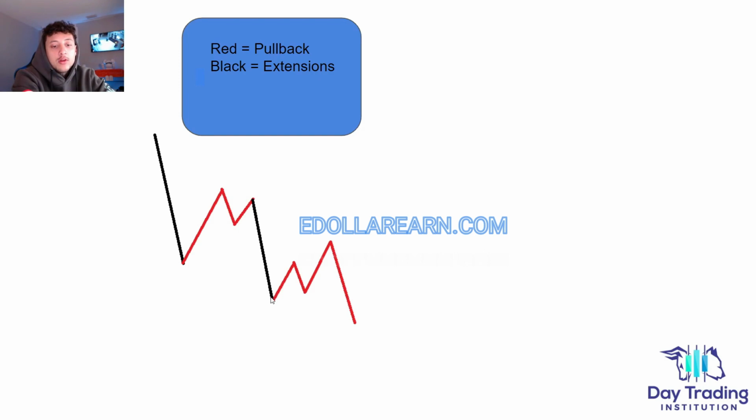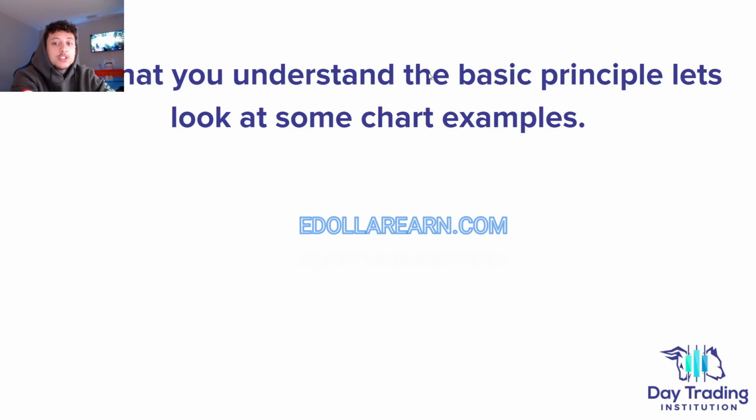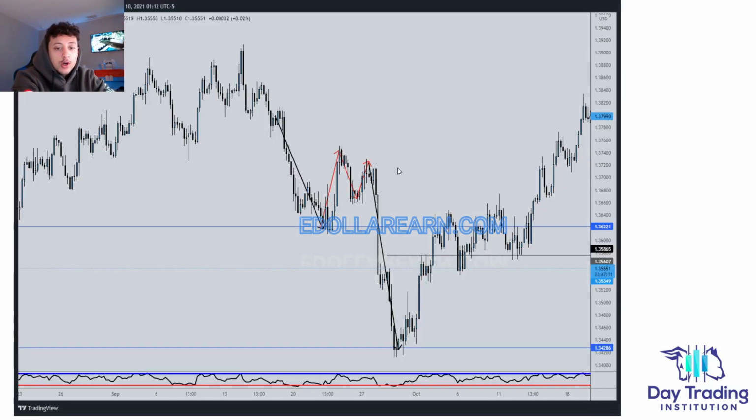And then we have another extension to the upside, a pullback to the upside, a movement down, another pullback to the upside, and a movement down. These are just two examples of complex pullbacks, which aren't too common, but they're definitely way more common than the breather pullback. Now that you understand the basic principles of these types of pullback, let's look at some chart examples.